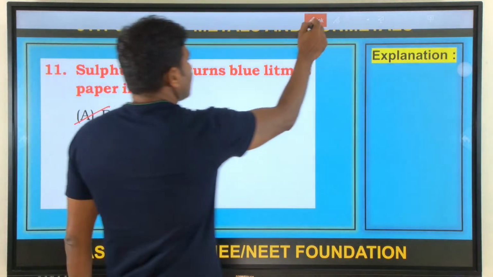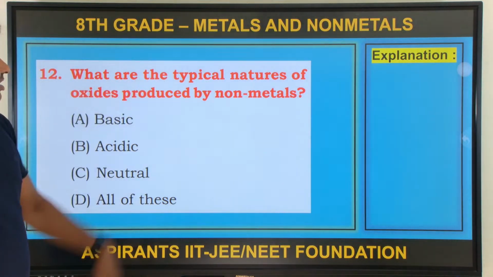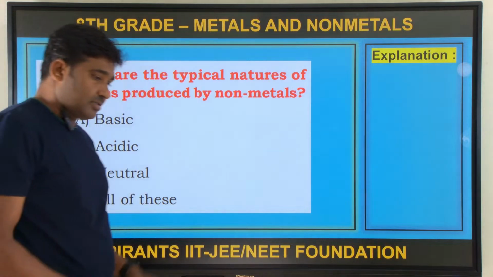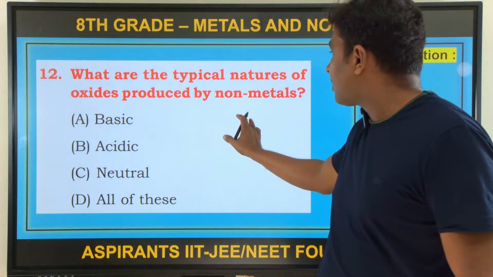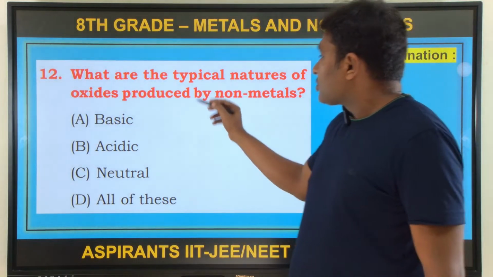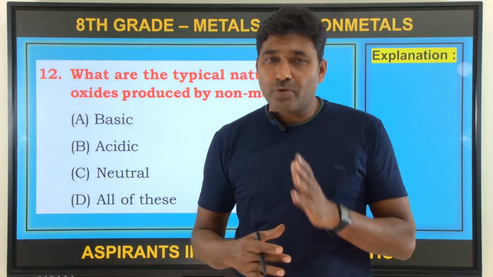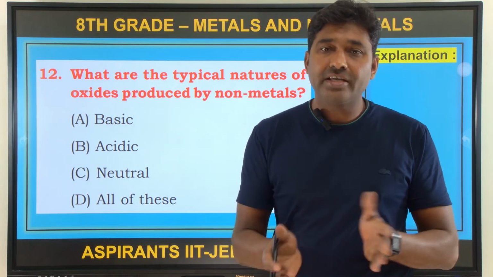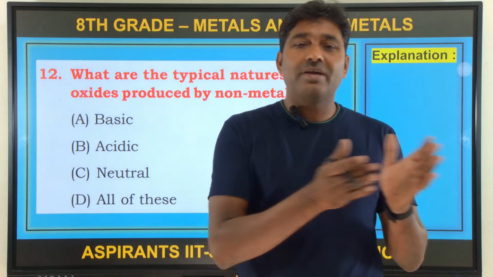Okay, now we go to the 12th question. What are the typical natures of oxides produced by the nonmetals? Just now we discussed this. Generally, nonmetals, when they react with oxygen, produce non-metallic oxides. The non-metallic oxides are acidic in nature. Metallic oxides are basic in nature.